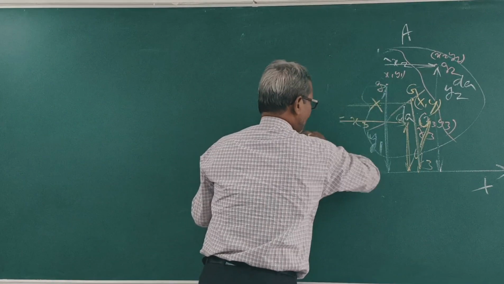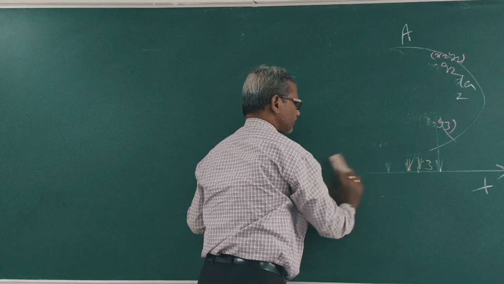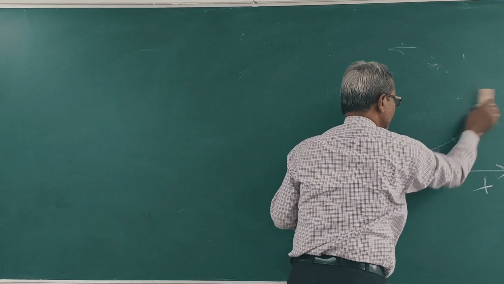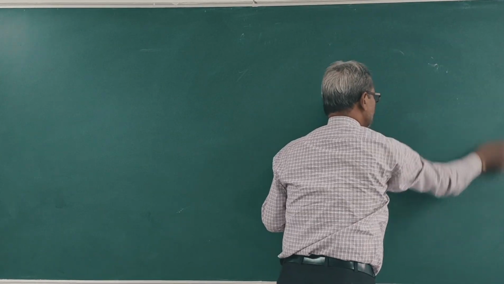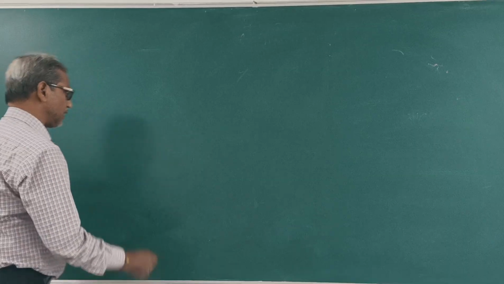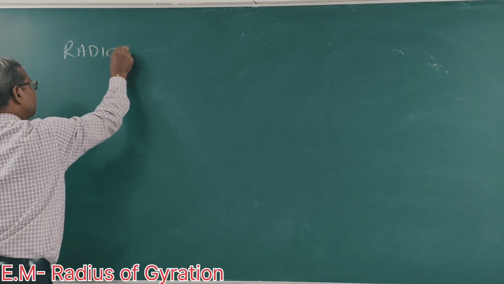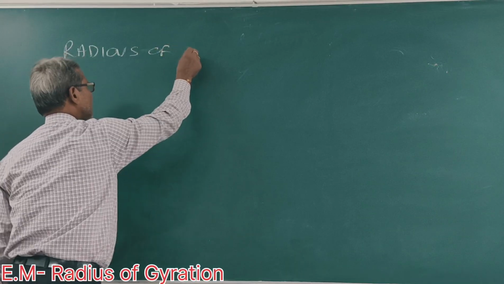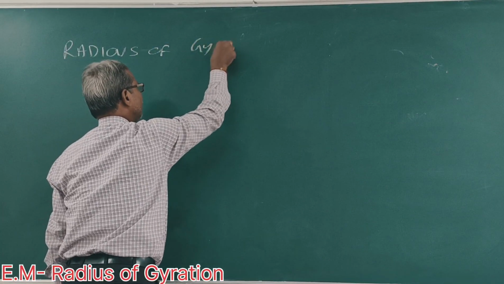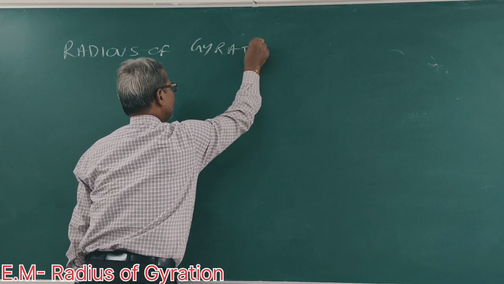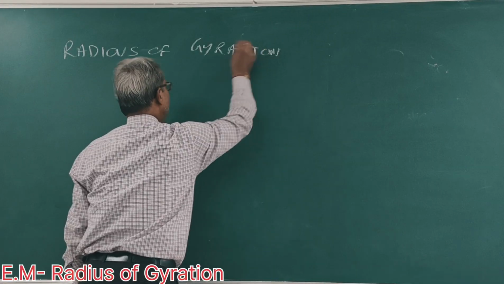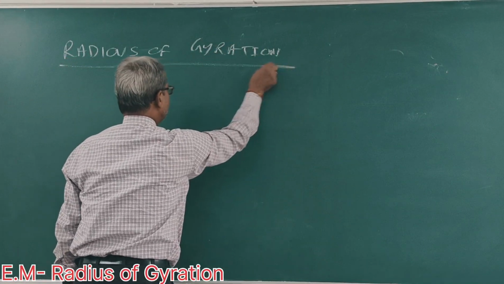Radius of gyration. Next. Radius of gyration. The symbol is K.